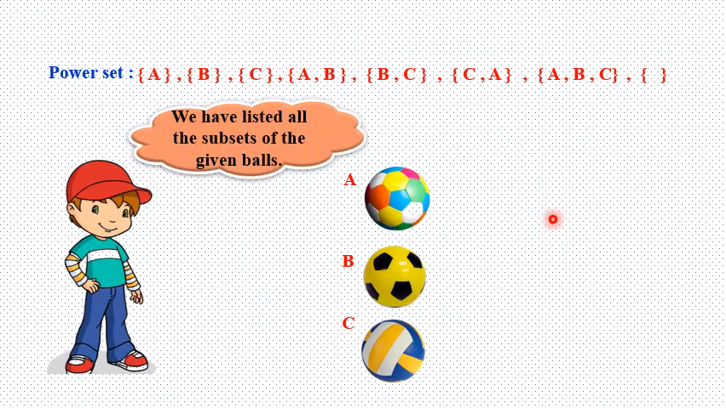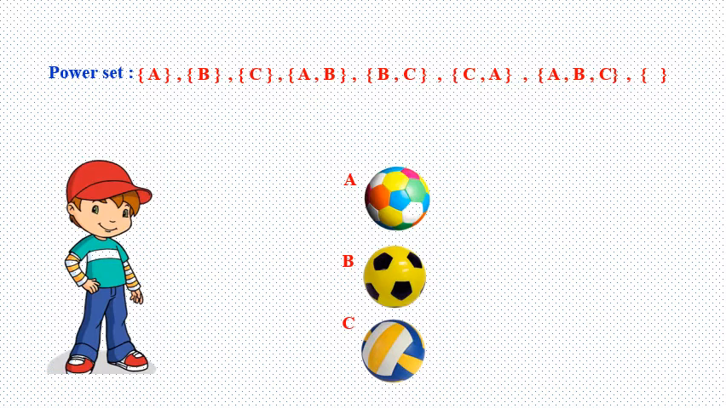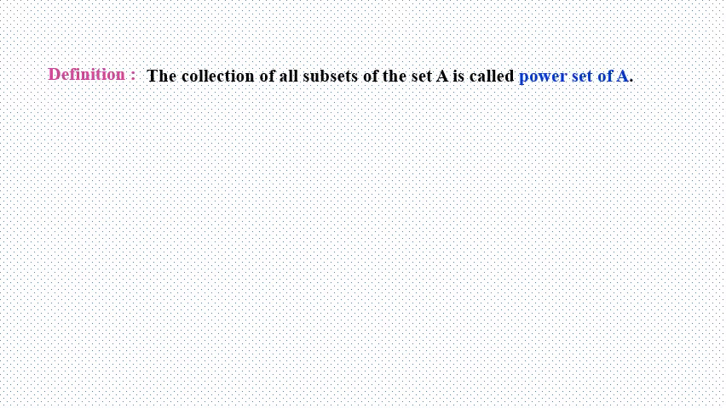Now look at this. We have listed all the subsets of the given balls: one ball, two balls, 3 balls, no ball. So this is the definition we can now define properly. The collection of all subsets of set A is called the power set of A, and it is denoted by P of A.